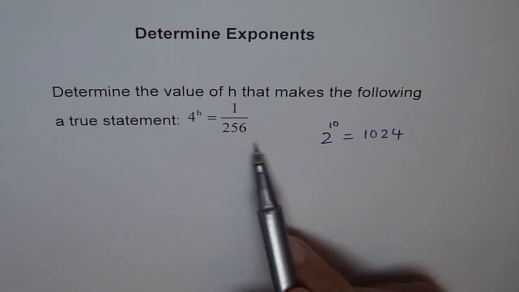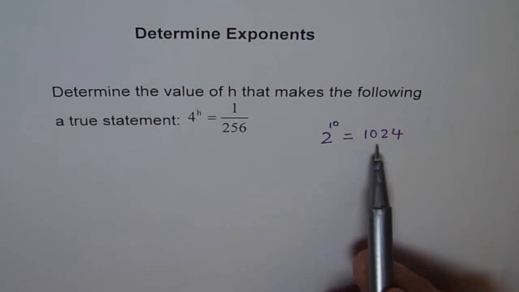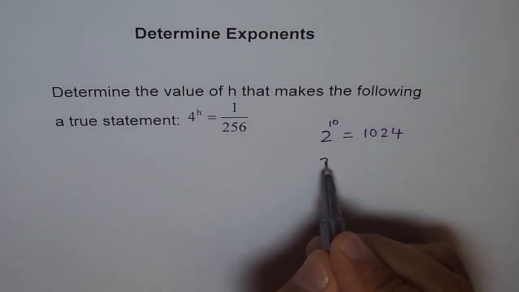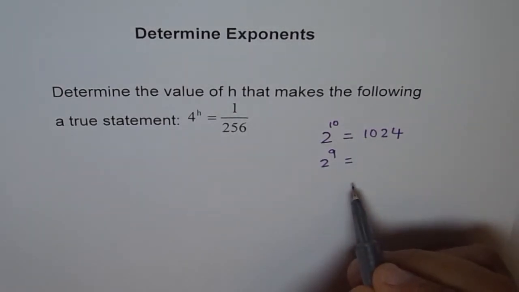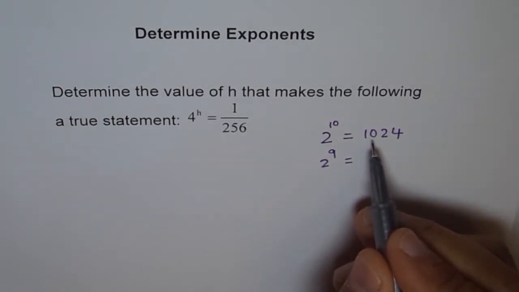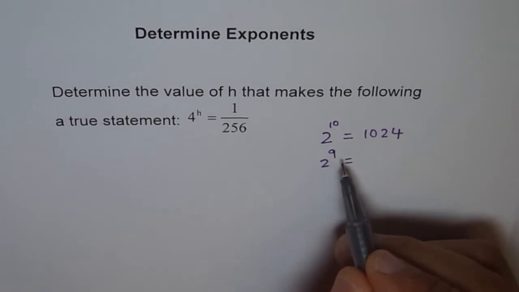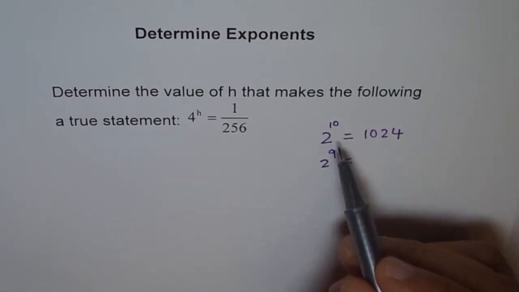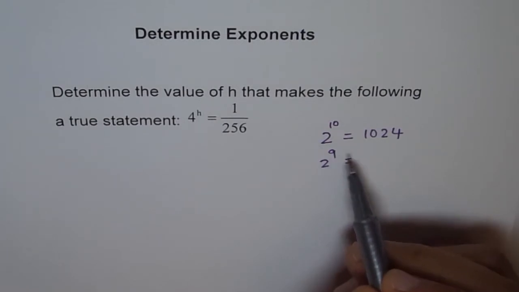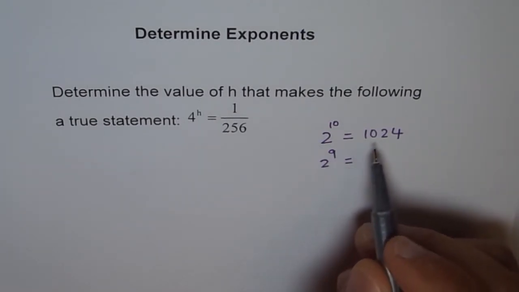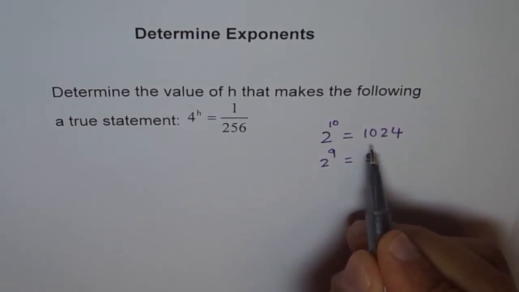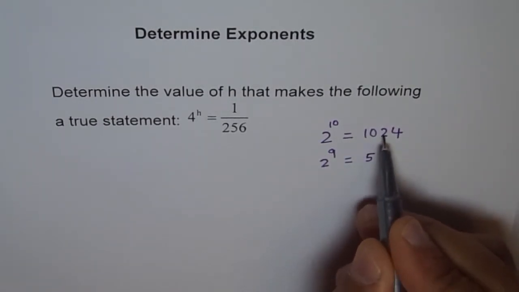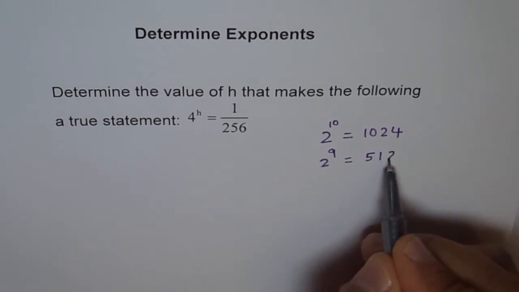Now see how 256 is related to this. What is half of this? Half of this will be 2 to the power of 9, right? Because every time you multiply by 2, the power increases by 1. If I am decreasing the power by 1, then I am dividing by 2. So let's divide this by 2: 2 goes 5 times in 10, 1 times in 2 and 2 times in 4, correct?